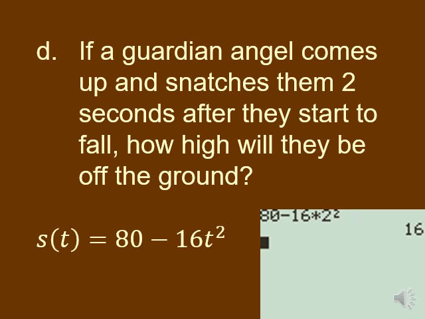And finally, the last question, how high off the ground are they if they're snatched away 2 seconds after they start falling? How high is asking you for a position, so what I have to do is plug 2 seconds into the original function. So 80 minus 16 times 2 squared, 80 minus 16 times 4. If you do that, you end up getting 16, and that would mean they're 16 feet off the ground.